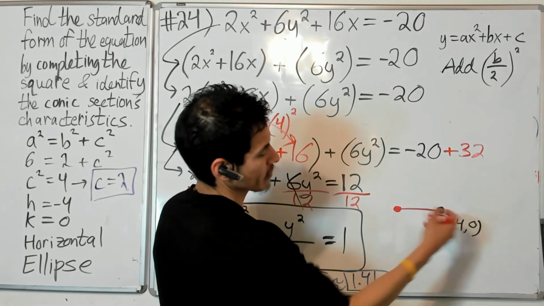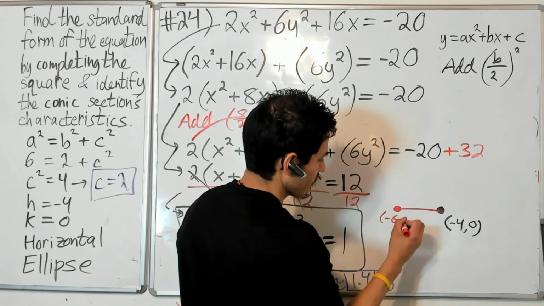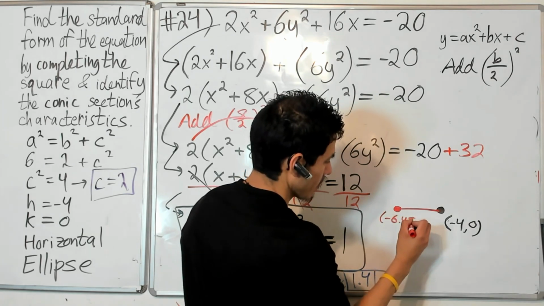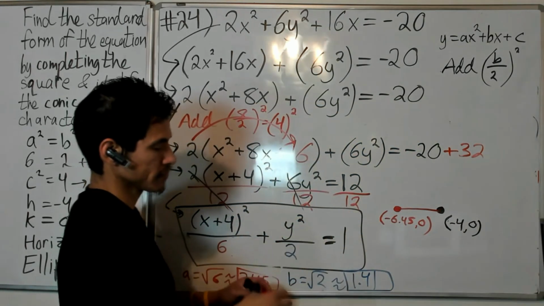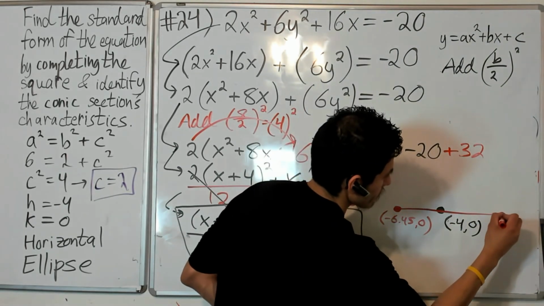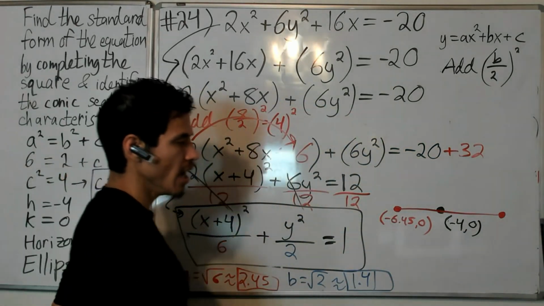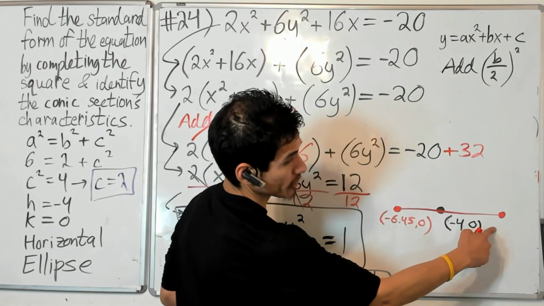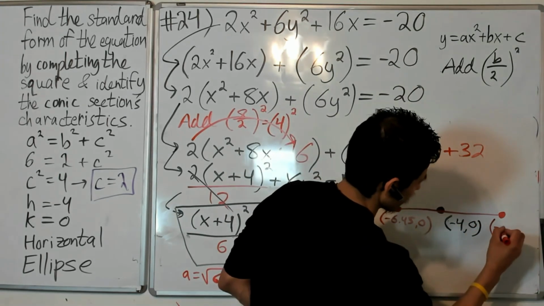2.45 taken away from -4, so this will be -6.45, comma 0. This will be one of the vertices. And the other one's going to be on the other side. Add 2.45, and that'll be -1.55, right?